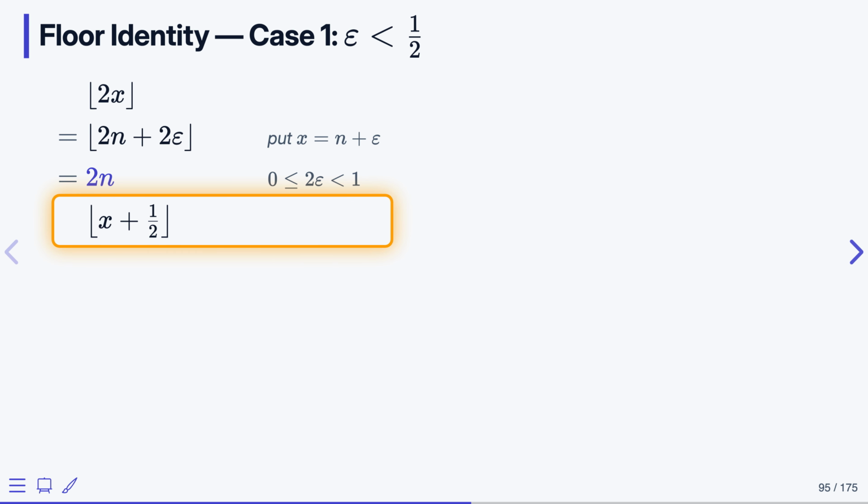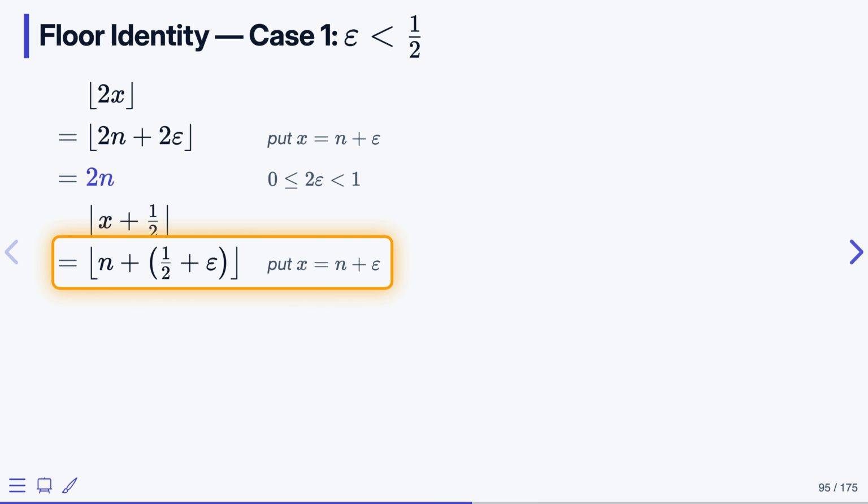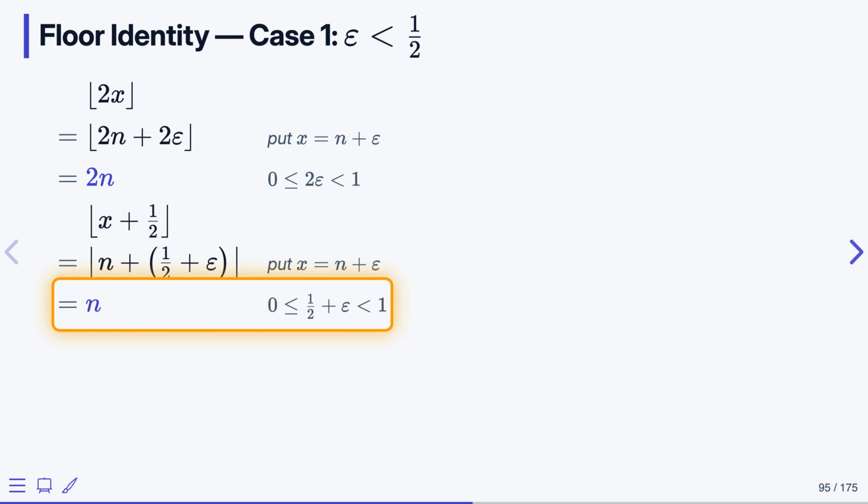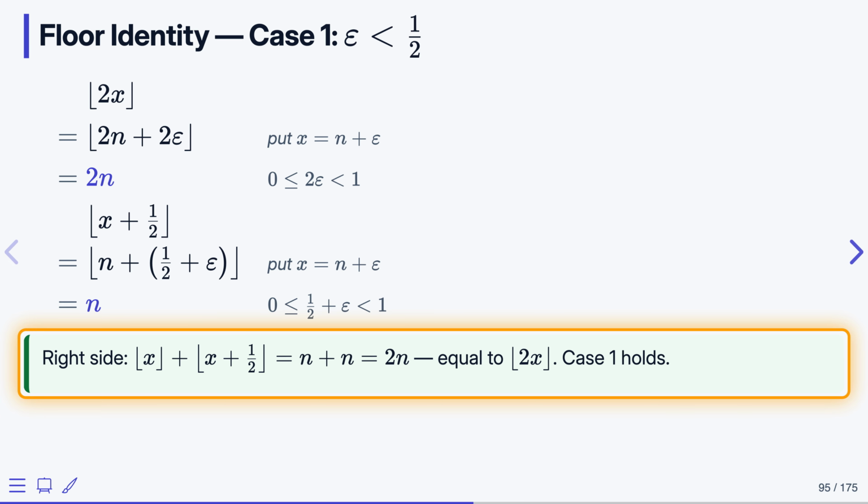Now the second term on the right side, we want the floor of x plus 1/2. Step 3. Put in x equals n plus epsilon again. That gives the floor of n plus the quantity 1/2 plus epsilon. Step 4. Epsilon is below 1/2, so 1/2 plus epsilon is still below 1. The floor is therefore n. Finally add up the right side. The floor of x is n, and the floor of x plus 1/2 is n, together that is 2n, which matches the left side. Case 1 holds.